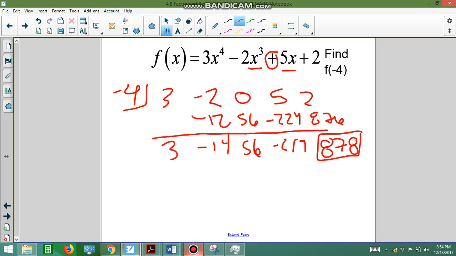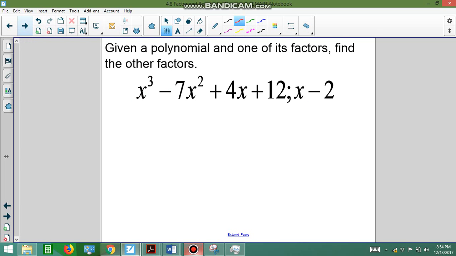Okay, so that's the first thing you're doing. Just plugging in numbers, seeing what comes out. But we can use synthetic division instead of having to plug it into the whole polynomial. The second thing we're doing says given a polynomial and one of its factors, find the other factors. So here we've got that x minus 2 is a factor. So that means we're going to put a positive 2 in the box.